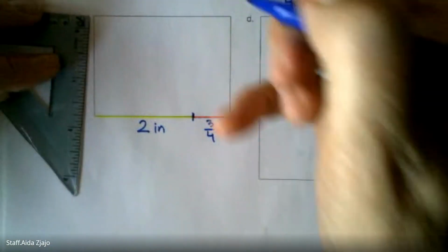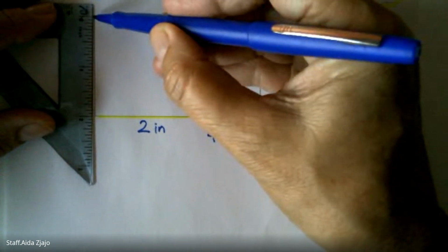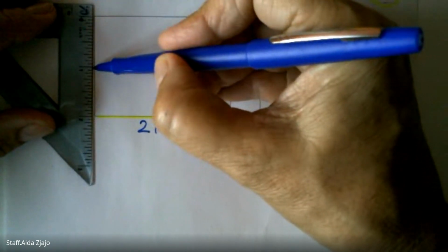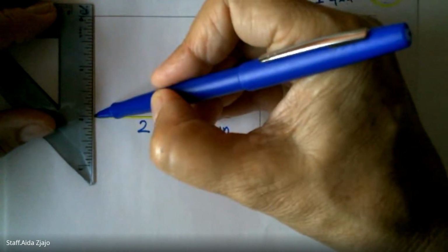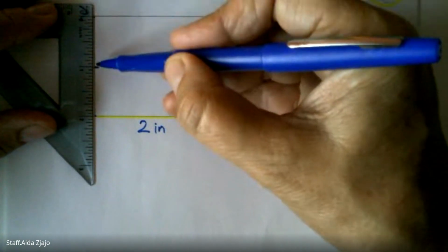And then this one here, I can go from the top to be 1 whole. Oh, 2 wholes. 1 whole, 2 wholes. So it's 2 inches.